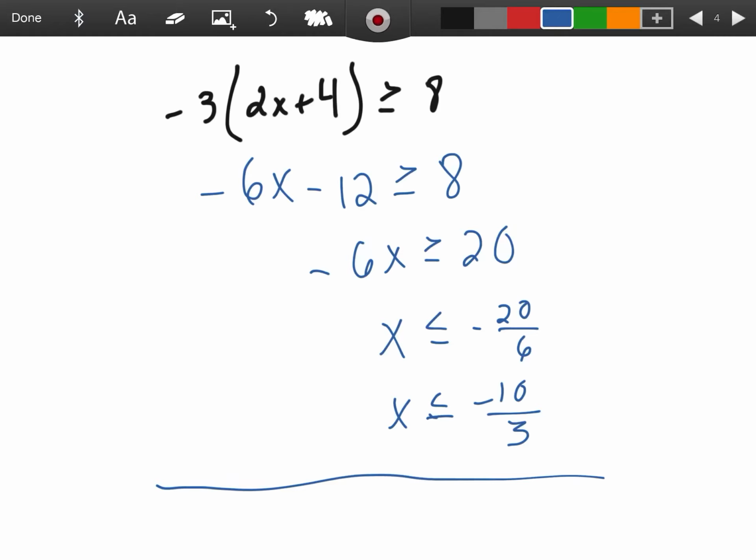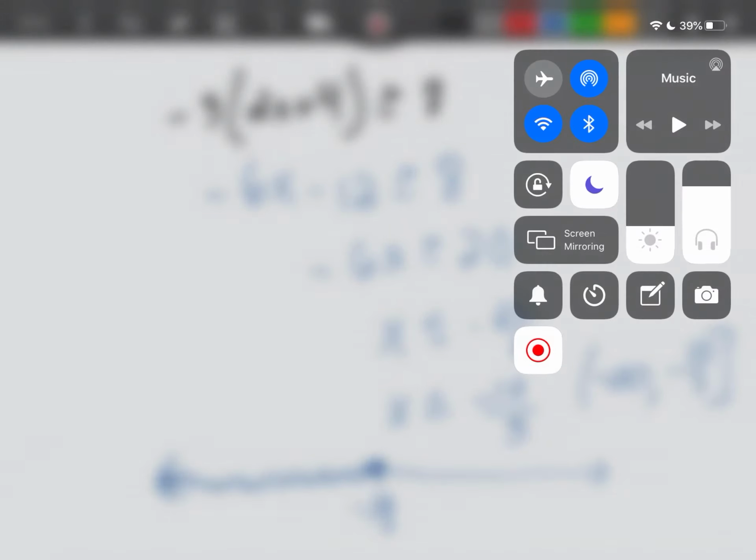If we needed to put this on a number line, or let's say we need to put it in interval notation, using a number line might help us put it in interval notation. This is what it would look like. And so then my interval is just going to be from negative infinity to negative 10/3, and we are including that negative 10/3. Hope this video helped, and best of luck on the work.